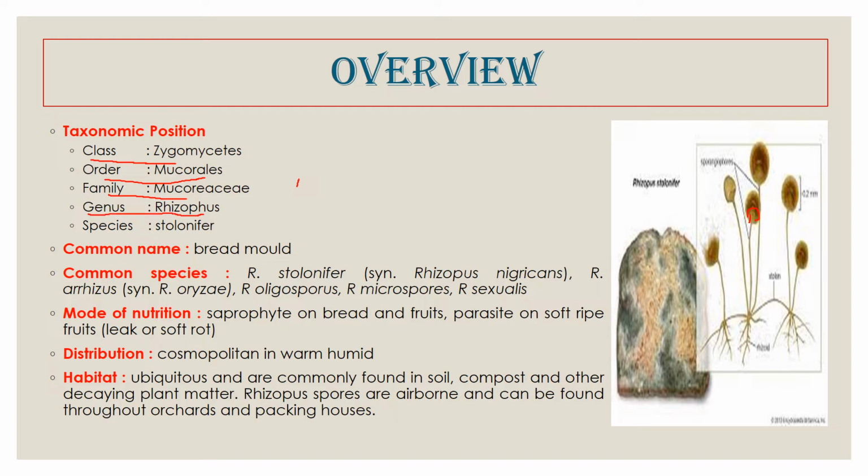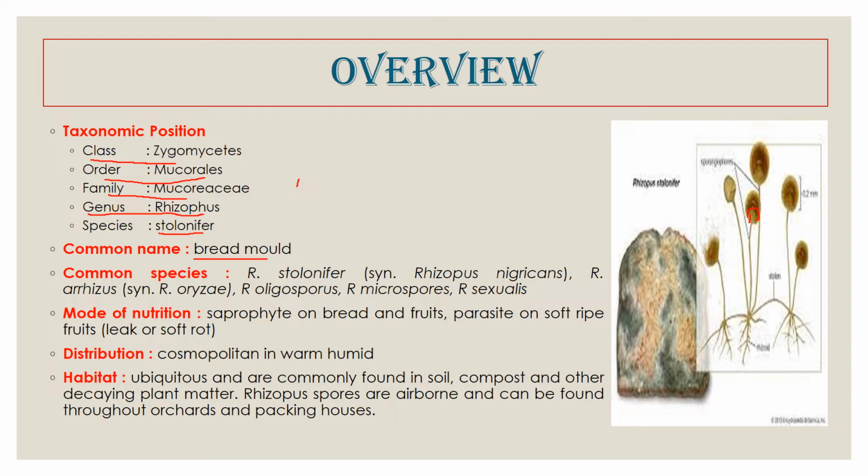Rhizopus is a very important genus because it is of great economic importance. It causes various types of post-harvest fruit rots as well as vegetable rots, but at the same time it is also economically important, especially as we get certain industrially important components from Rhizopus. Today we are going to discuss Rhizopus stolonifer, which was earlier known as Rhizopus nigricans. And this is commonly called the bread mold.